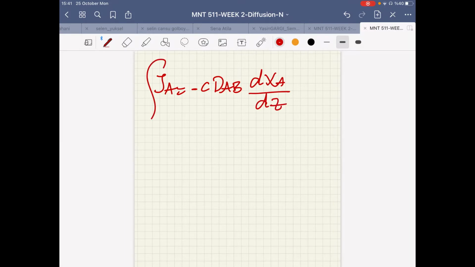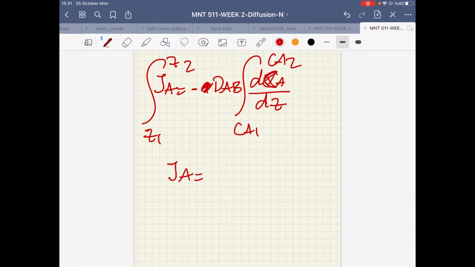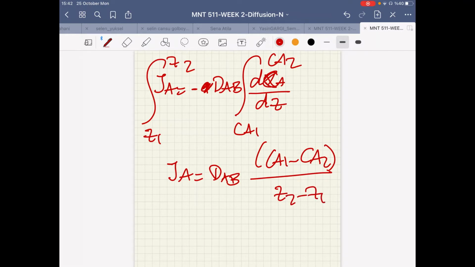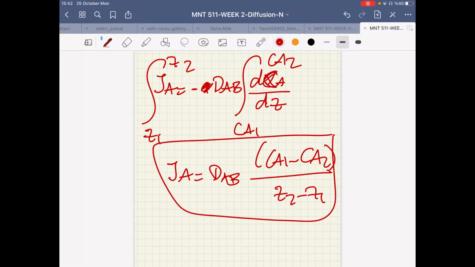And if I were to integrate these things through certain thicknesses and certain concentrations, well, for CA, let's say this is CA, JA becomes DAB (CA1 minus CA2) over (Z2 minus Z1). So this is the very basic Fick's law for molecular diffusion.